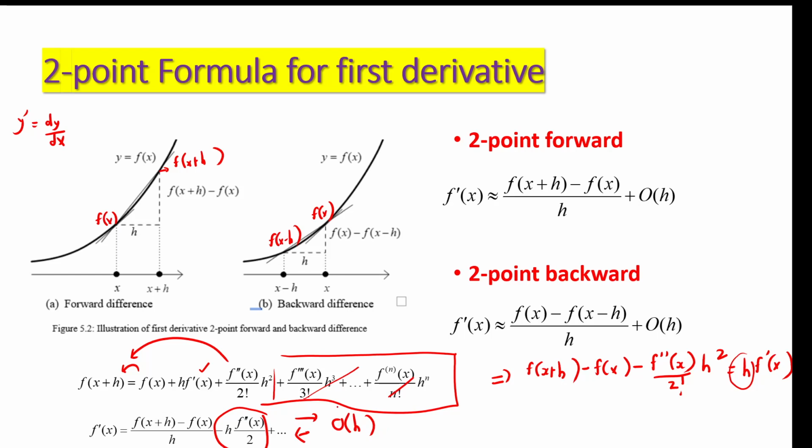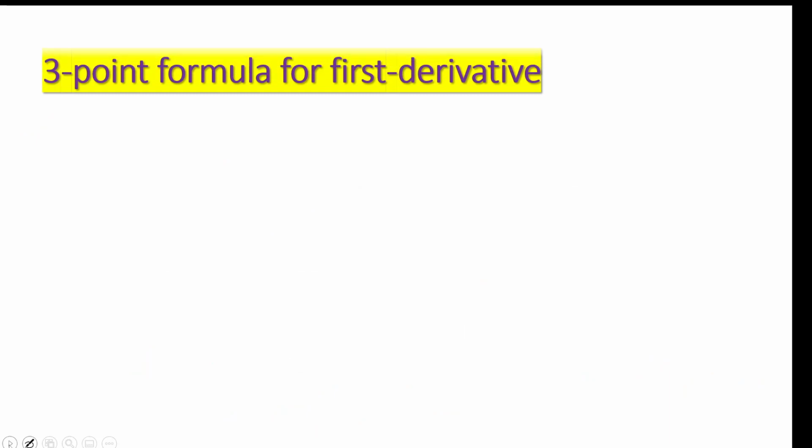So up to now, do you have any question? Similarly, you can use Taylor series expansion to obtain the 2-point backward formula, meaning you expand f(x minus h), and then we obtain this formula here. If you have no question, we move to the 3-point formula for the first derivative.